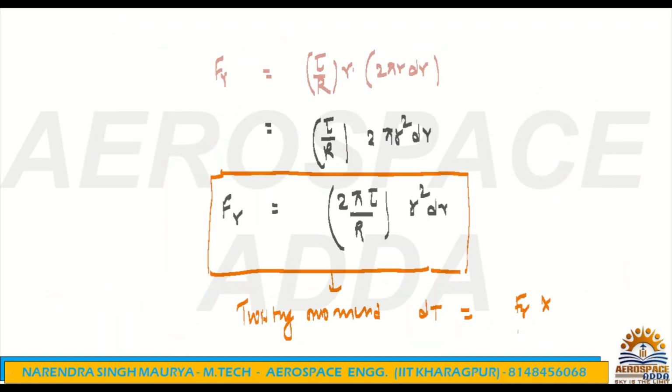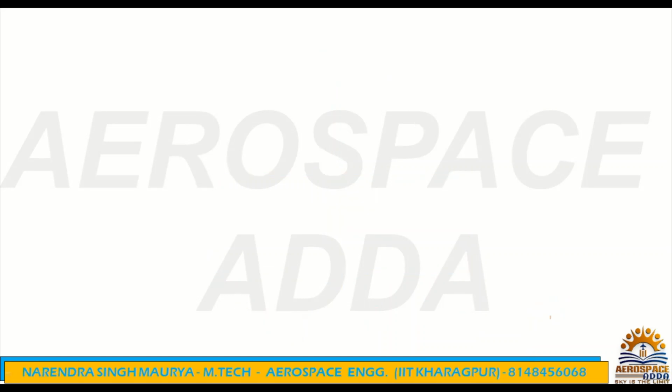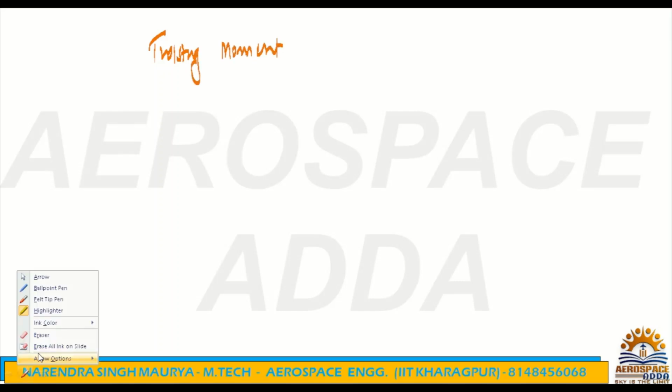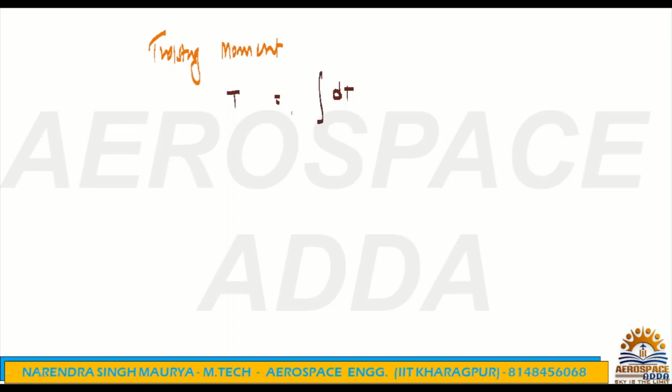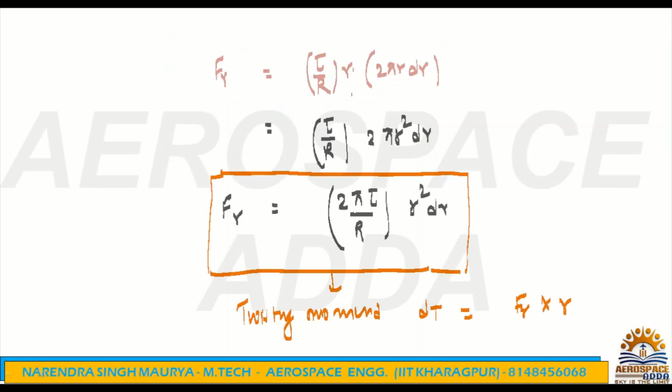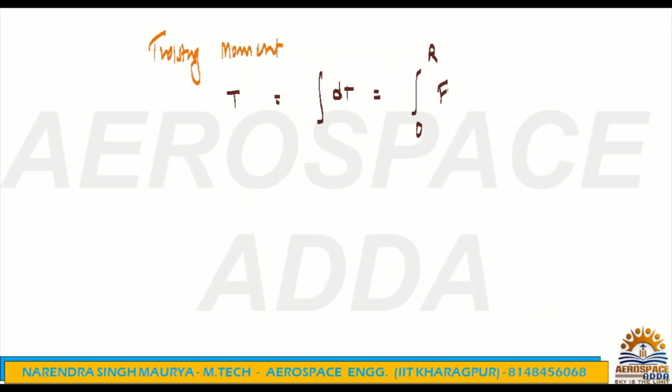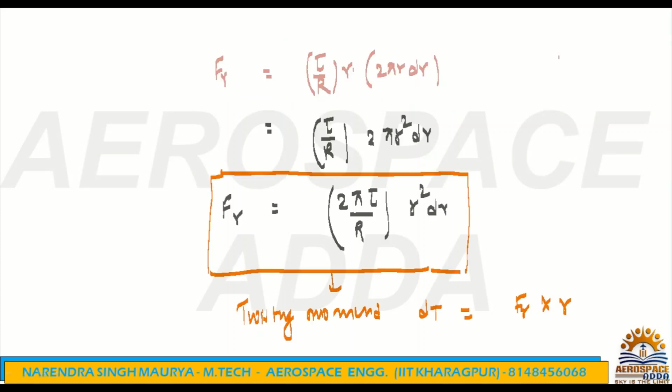So now Fr into perpendicular distance r. What is the dT? That is the twisting moment. Just focus here. Now it is almost done. For the elemental ring it is obviously dT, but I'm going to calculate this torque for the full section, so you have to integrate. From where to where? You have to integrate from 0 to capital R, and for this dT you write Fr into r. What is Fr? This is nothing but Fr complete.